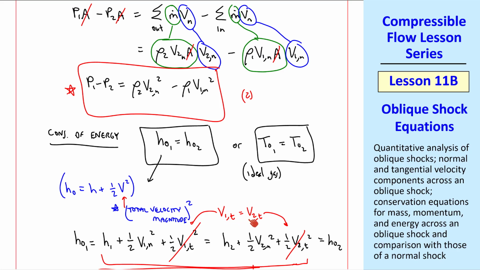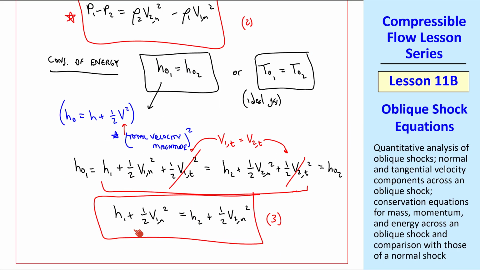But v1t equal v2t, so these two terms cancel, and thus our energy equation reduces to h1 plus 1/2 v1n squared equal h2 plus 1/2 v2n squared, and I'll call that equation 3.